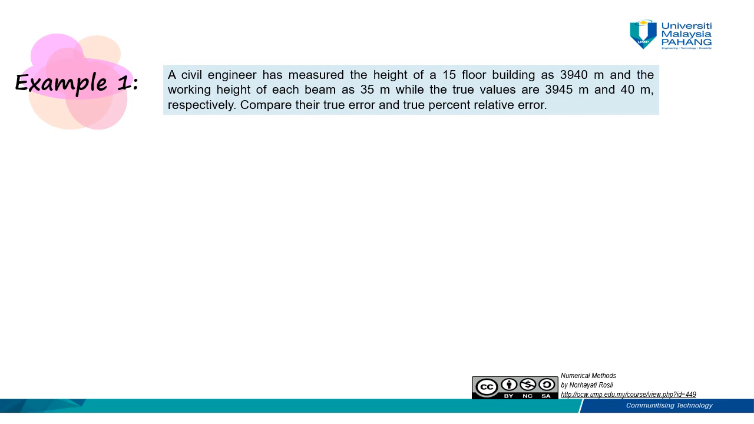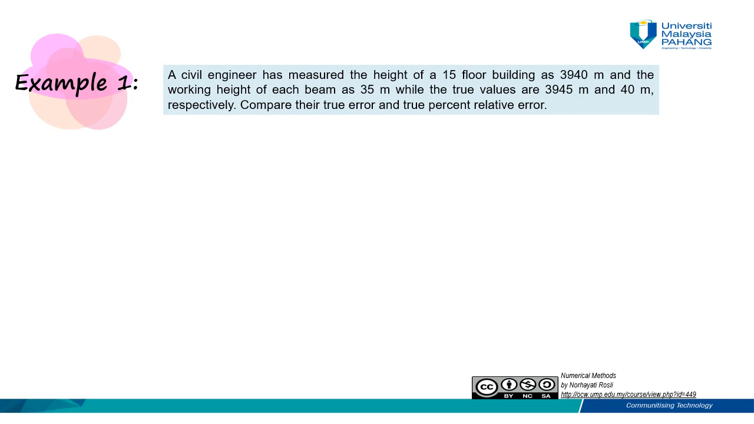Okay, so for better understanding, let's go to the example. A civil engineer has measured the height of a 15-floor building as 3940 meter and the working height of each beam as 35 meter. And actually, the true values are 3945 meter and 40 meter respectively. So now let's calculate their true error and true percent relative error.